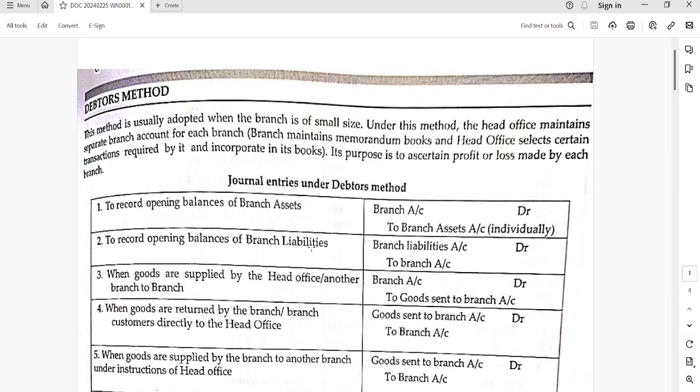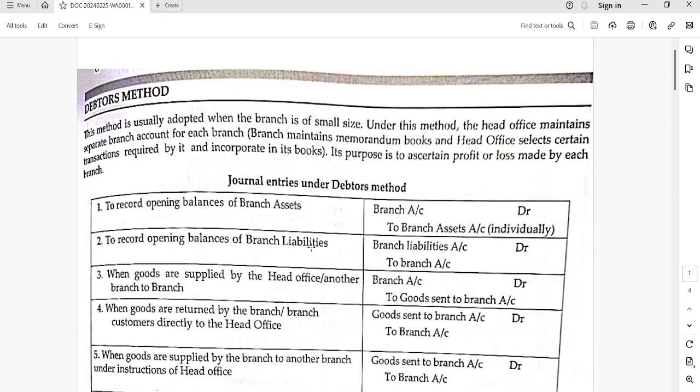Third, when goods are sent by the HO to the branch, or another branch sends goods to the branch, that journal will be branch to goods sent to branch. We know that, sir. Next, when goods are returned, we need the opposite entry.